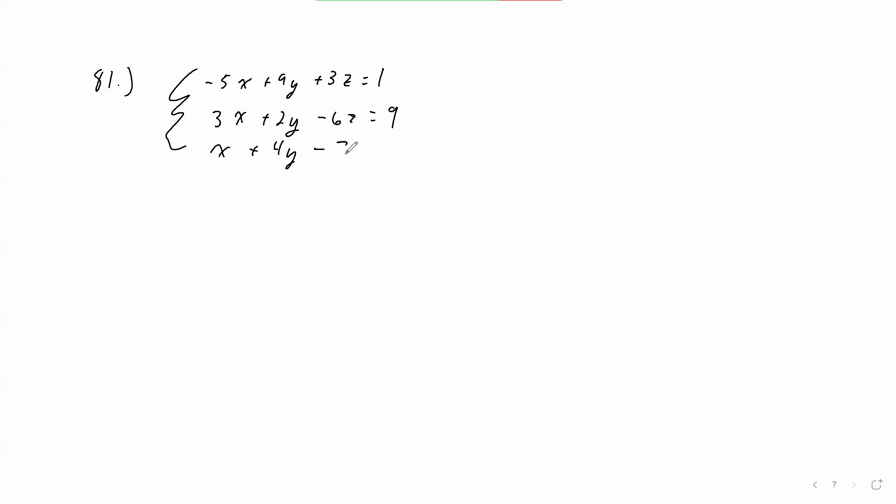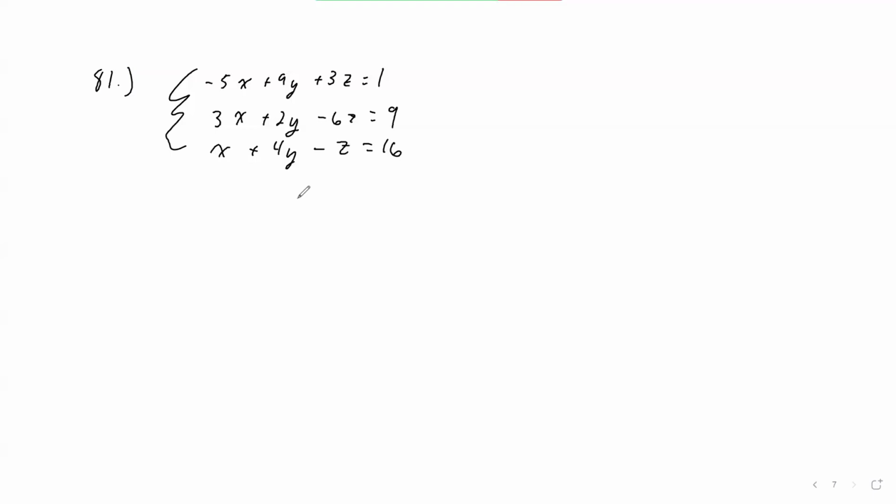All right, so let's look at 81. We'll do 81 and another one, and then that'll wrap it up for us. So we have negative 5x plus 9y plus 3z equals 1. Then we have 3x plus 2y minus 6z equals 9. Then we have x plus 4y minus z equals 16.